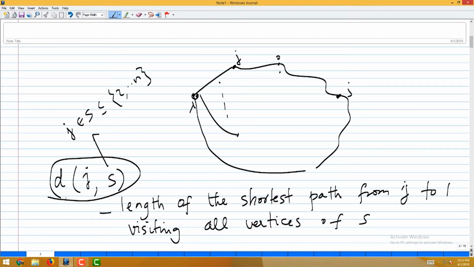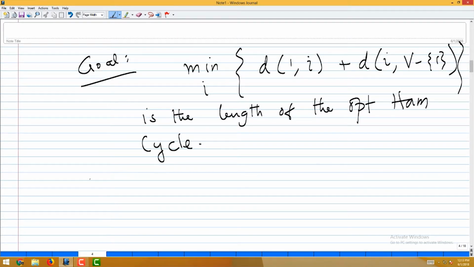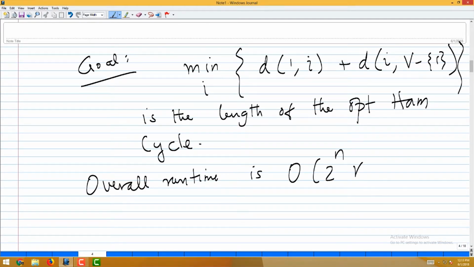So, we are computing 2 power n times n entries, and to compute each entry, how much time does it take? You want to compute d(j, S), it is the minimum of some entries, and these are all sitting in your table. You just have to add n different numbers, check, and pick the minimum. So, that is another factor of n in time. So, overall the run time will be about n squared times 2 power n. This is an old 1970s algorithm due to Held and Karp.